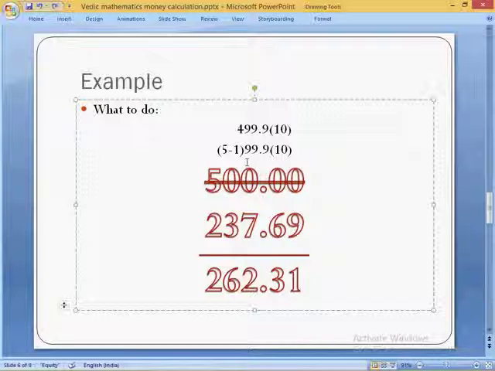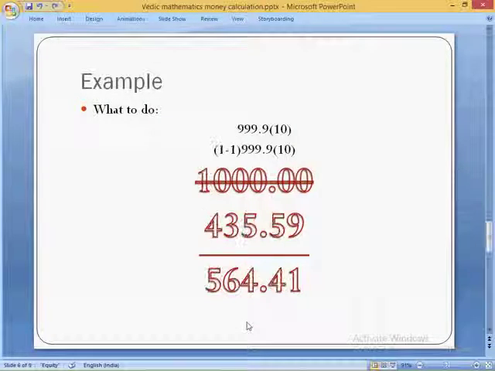So what I will do is, I will subtract this 2 from this 4, that is 2, then I will subtract 3 from this 9, that is 6, then I subtract 7 from this 9, which will give me 2, then I will subtract 6 from this 9, which will give me 3, and then I will subtract 9 from this 10, that will give me 1. So this is your remaining balance.